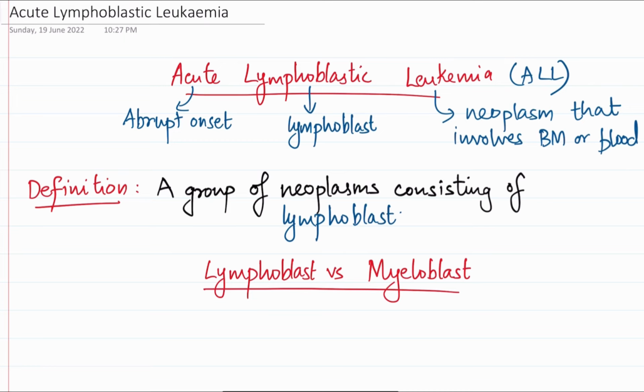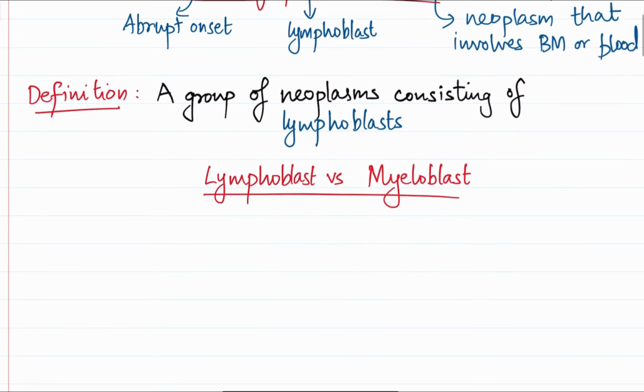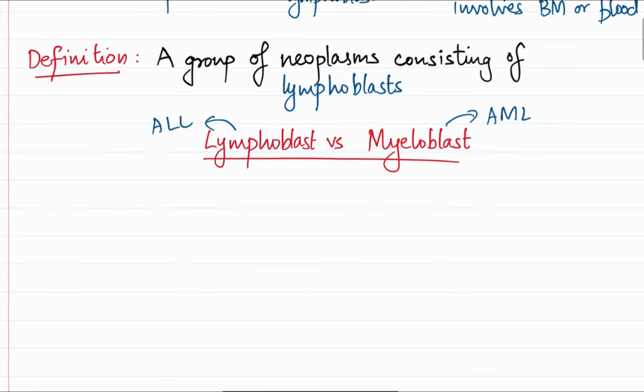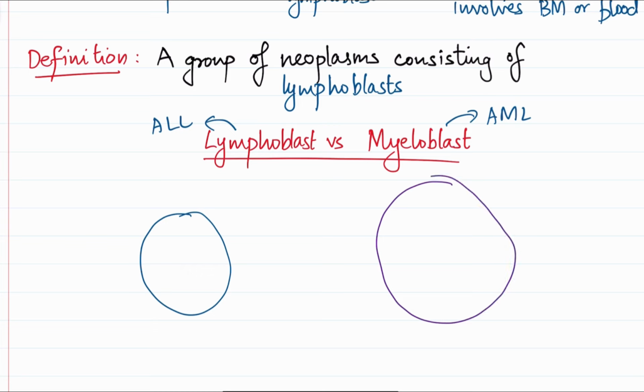Now, we need to differentiate lymphoblasts from myeloblasts. Myeloblasts are actually the precursor cells involved in AML, that is acute myeloid leukemia, whereas lymphoblasts are involved in ALL, that is acute lymphoblastic leukemia. Now, how do we differentiate? So, let's draw their diagram. This is a lymphoblast, and this is a myeloblast. And let's draw the nucleus of both of these cells.